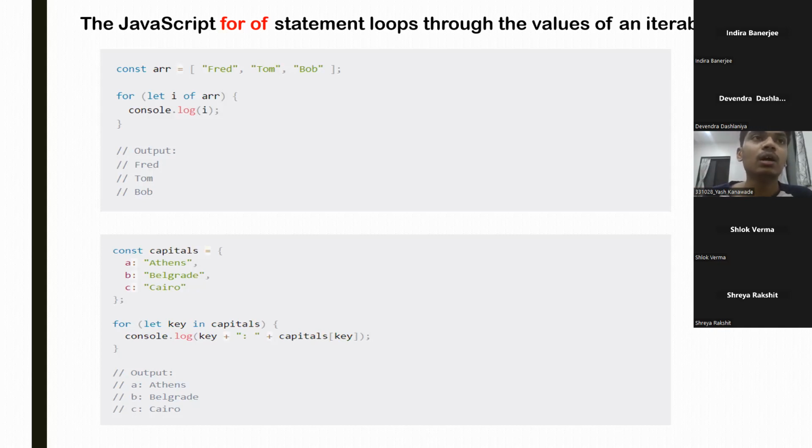Second one is an example of an object, const capitals, where A equals Athens, B equals Belgrade, and C equals Cairo. Here we can see the syntax: let key in capitals inside the for loop. Here we can print the key as well as the value. In this format, by using for in, we can print Athens, Belgrade, and Cairo.